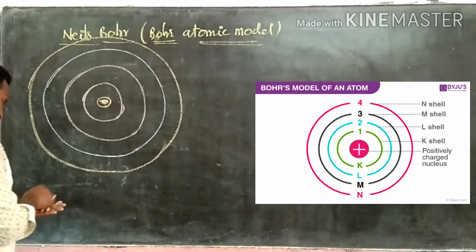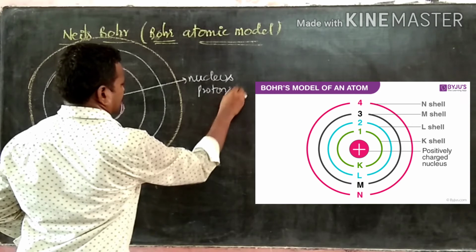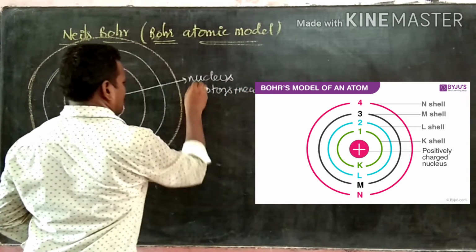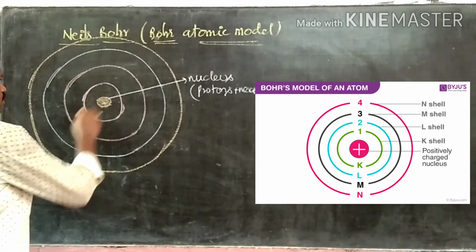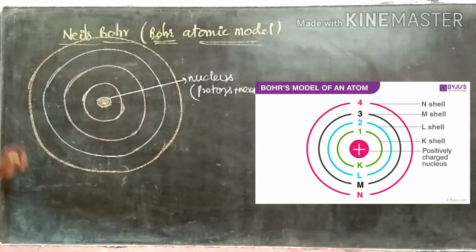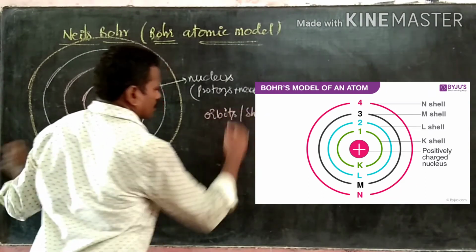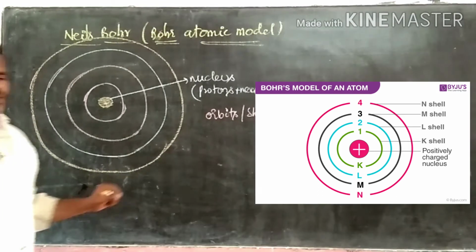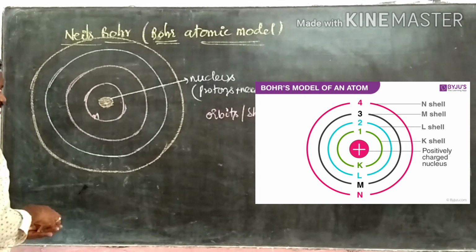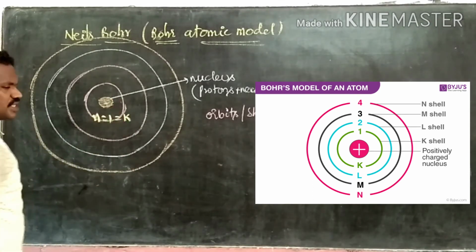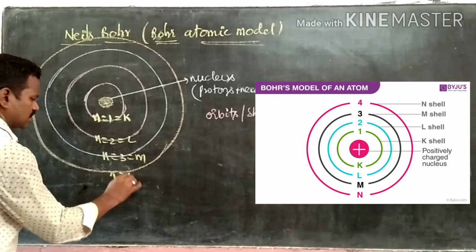This center is called the nucleus, where protons and neutrons are present. For that reason, protons and neutrons are called nucleons. This total center is considered as the nucleus. Electrons revolve around the nucleus in definite circular paths. These circular paths are called orbits or shells. The particular path chosen by the electron to revolve around the nucleus is called an orbit or shell. These orbits or shells are represented by the letter n, where n = 1 is the K shell, n = 2 is the L shell, n = 3 is the M shell, and n = 4 is the N shell.